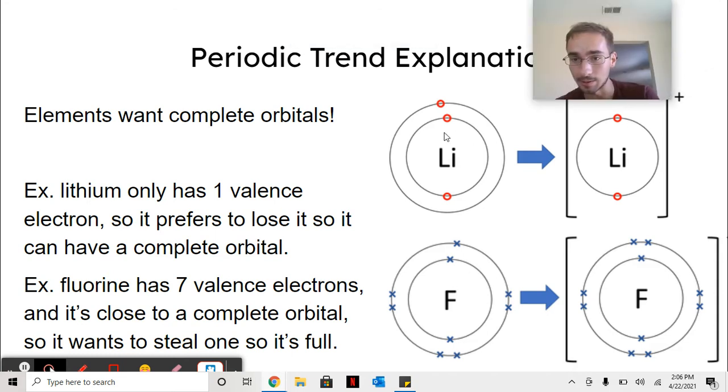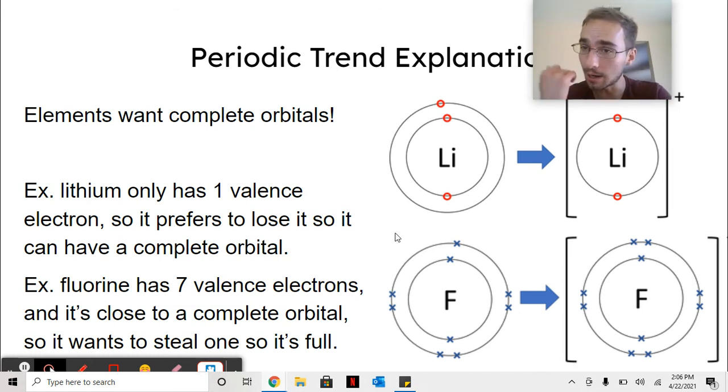So let's take lithium here. Lithium is on the left side of the table. It has one valence electron. But lithium doesn't want one valence electron. It would rather have a complete orbital, because this is complete and much more stable. So it prefers to lose this electron so it can be like this.